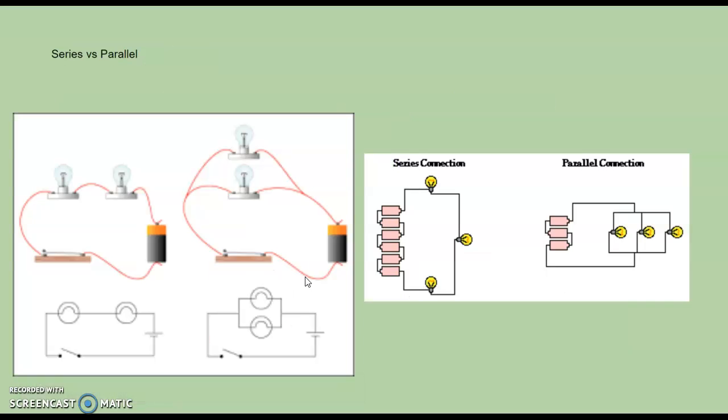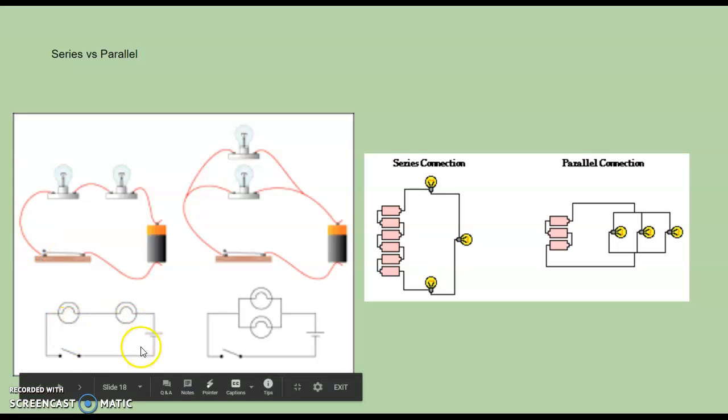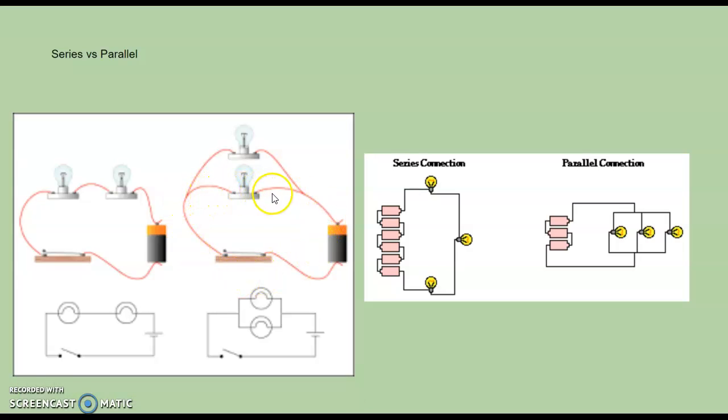Some more visualization examples of these. So this is a series. It's one continuous path, right? It can also be shown like this, where this is a parallel. The electrons have multiple paths for it to continue to get back to the energy source. Same thing over here. Series connection, there's just one path. If one of these light bulbs went out, the rest of them won't be able to work.